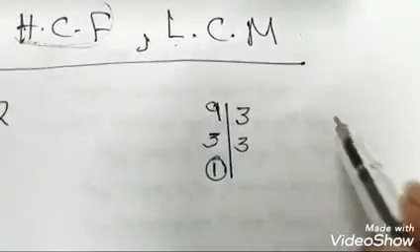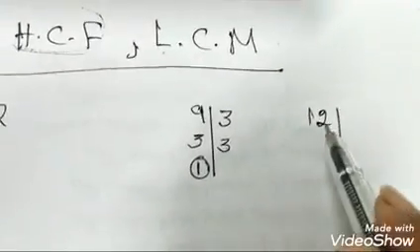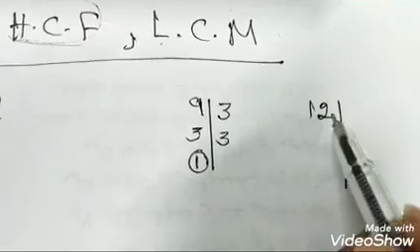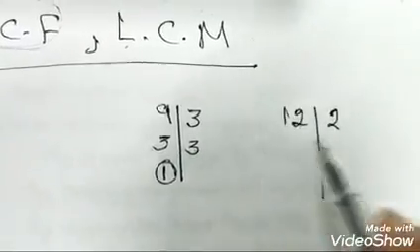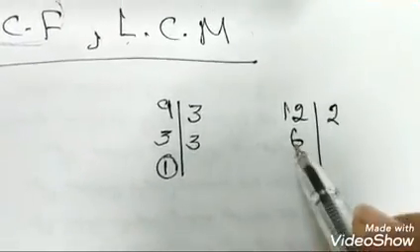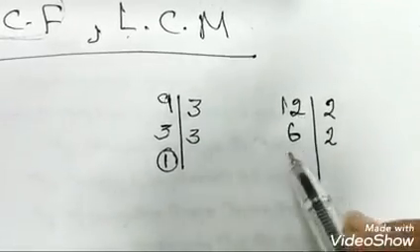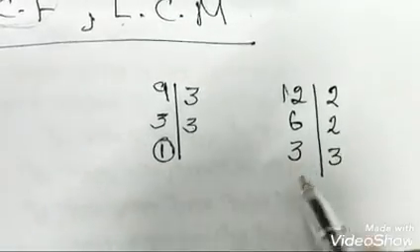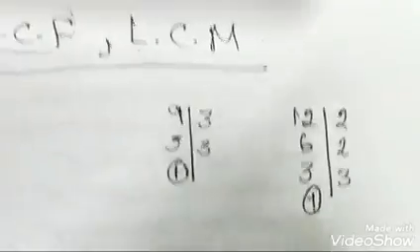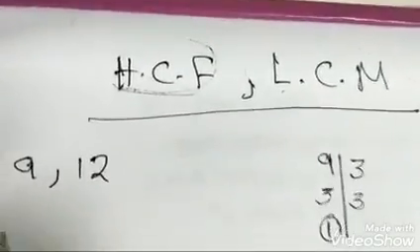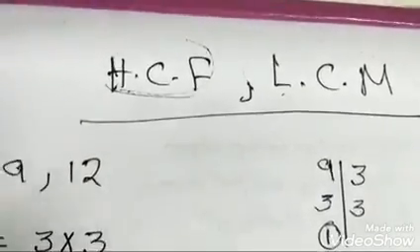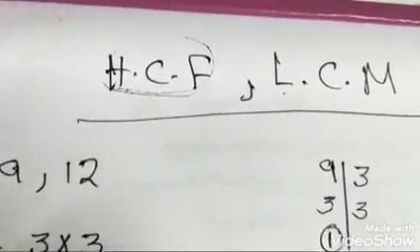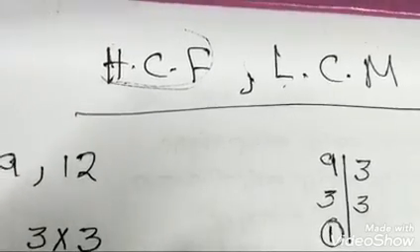Then 12, it's divisible by 2 because the ones digit is an even number. 12 divided by 2 equals 6. 6 is divisible by 2, divided by 2 equals 3. 3 divided by 3 equals 1, until we have the 1. So 9 equals 3 times 3, and 12 equals 3 times 2 times 2.